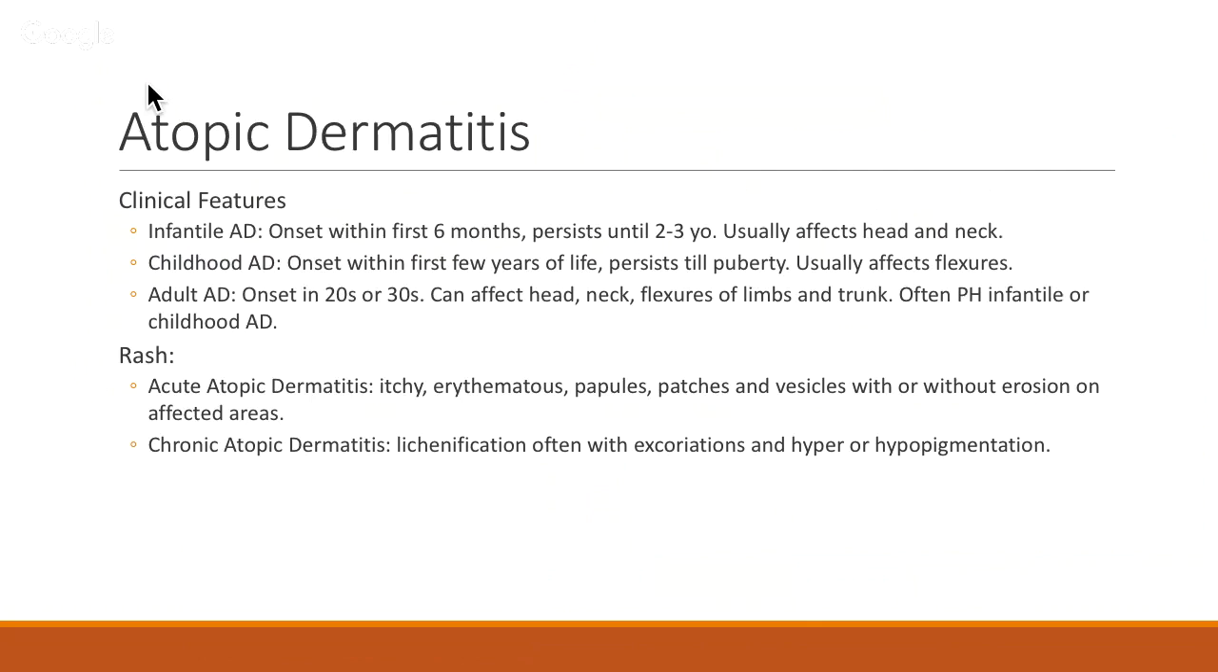There might be excoriations as well, so scratch marks, and might be some erosions as well. That's just when the superficial layer of the skin, the epidermis, is denuded. In chronic atopic dermatitis, so someone who's had it for a long time, you'll probably see lichenification, which is essentially thickening of the skin. And you might see further excoriations and hyperpigmentation as a result.